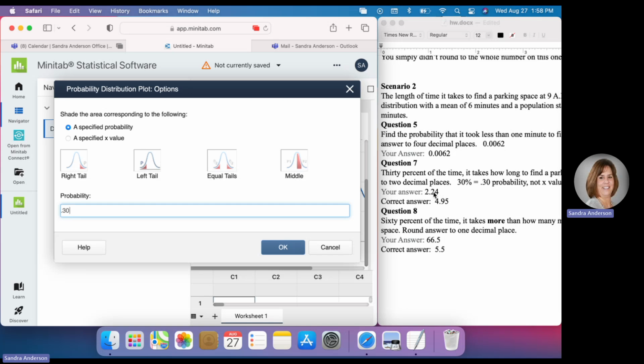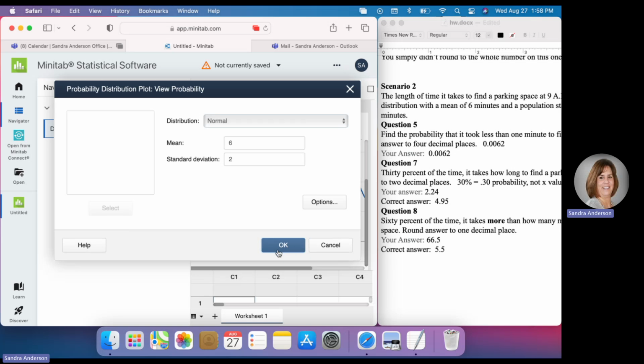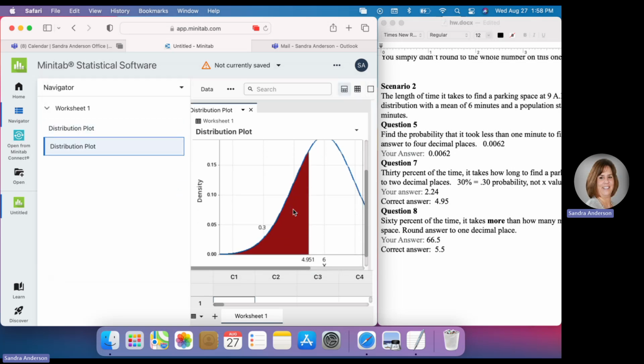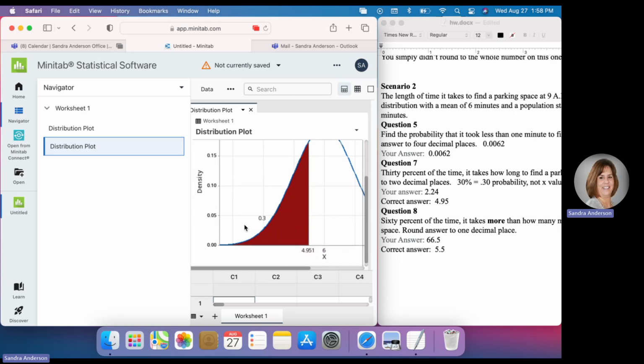An answer that was given was 2.24, which was incorrect. So let's see why. We want to know 30% of the time, so from 0 to 30% of the time. So I'm going to choose left tail here and click OK, and click OK again. And we'll make sure our graph looks right up to 30% of the time. Here's the 30% of the time, and our X value that matches up with 30% of the time is 4.951.